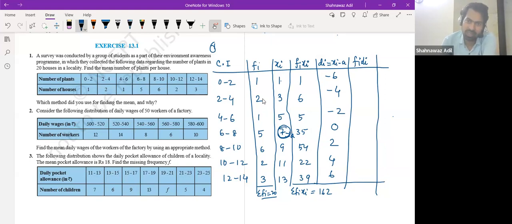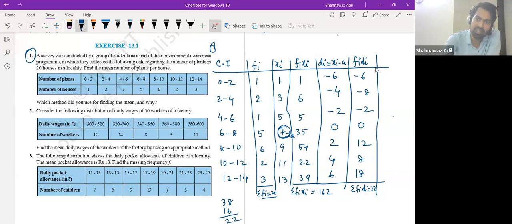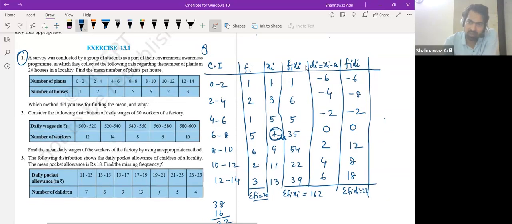Okay. So we are just doing this first question, right? And this can be done with this direct method only. But we also want to see what is the other method. So fidi we have to calculate. So minus 6 into 1, minus 6, minus 4 into 2, minus 8, minus 2 into 1, minus 2, 0, 2 into 6, 12, 4 into 2, 8, and 6 into 3, 18. So this is 20 and 18, so this is 38. And this is how much? 16. So this is 22, the summation of fidi. And then we also want to see the other method. Remember, we can calculate this question up to this point only, but we are just calculating the other methods, right?